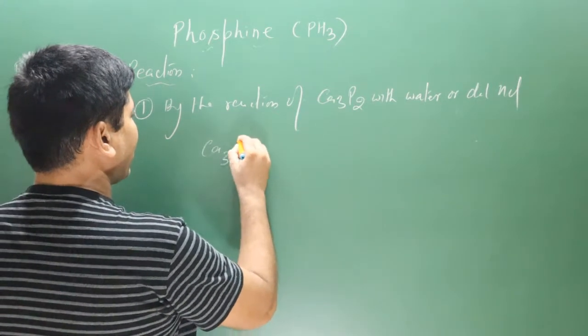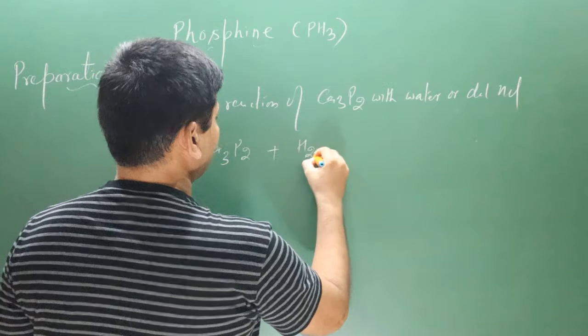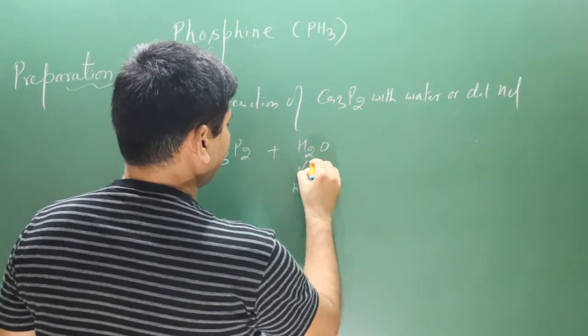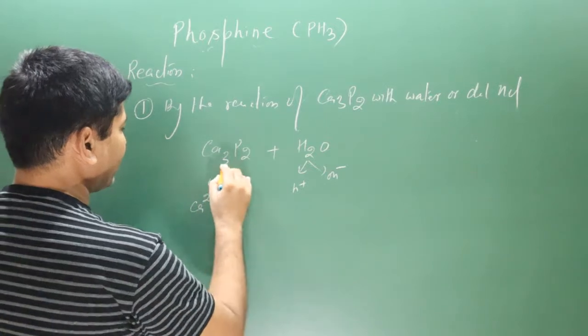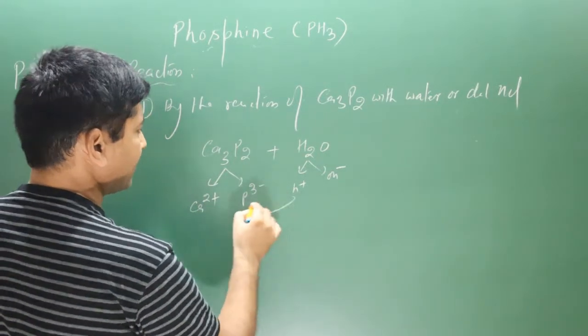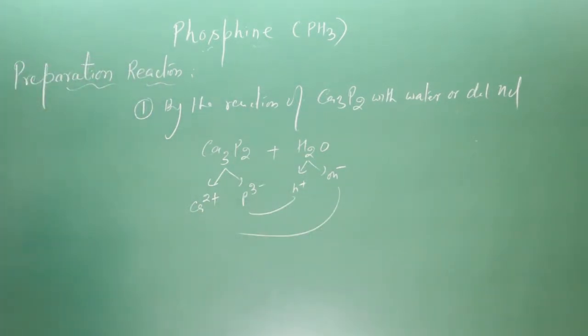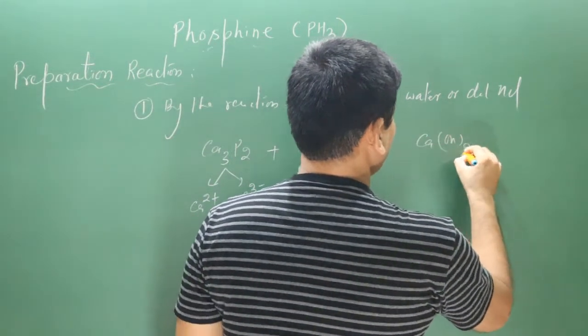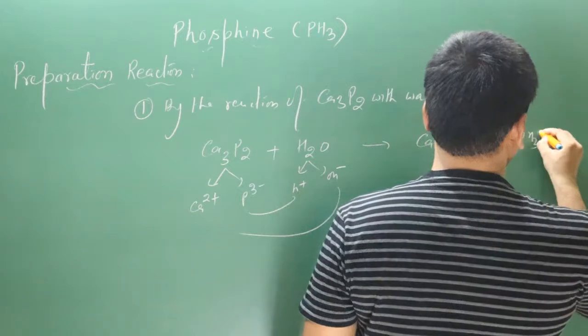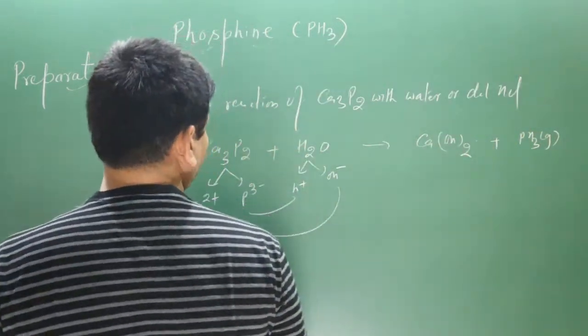We have calcium phosphide reacting with water. Water gives us H plus ion as well as OH minus ion. Calcium phosphide will give us calcium ion and phosphide ion. You can see positive and negative attraction is there. Then we form the products: calcium hydroxide and phosphine gas. We can balance this equation.